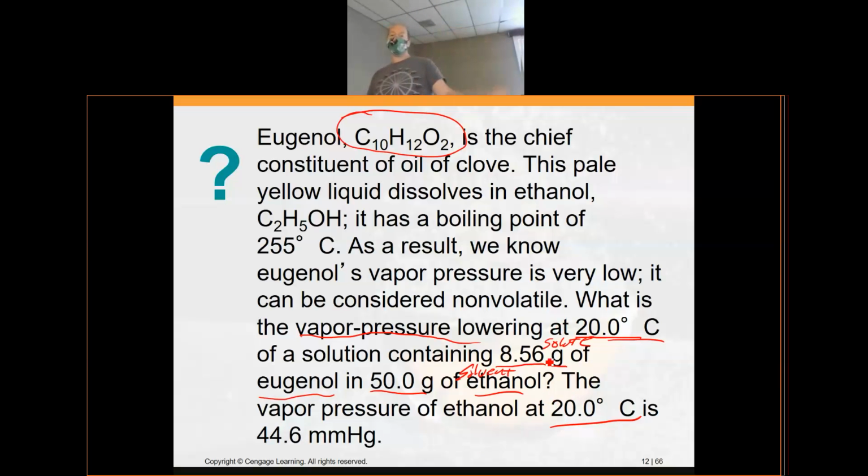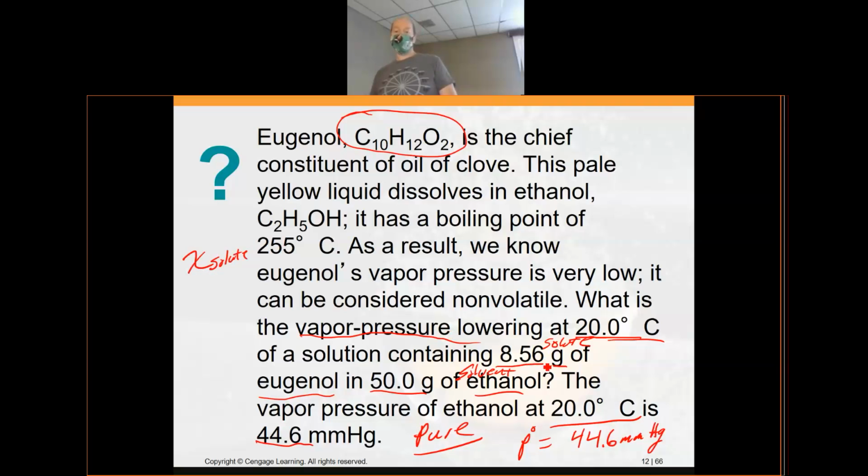They're going to ask for what is the vapor pressure lowering at 20. They have to give you then the vapor pressure at 20. So this is pure ethanol. So the vapor pressure of ethanol, just ethanol, nothing else, at 20 is 44.6 millimeters of mercury. So here is your P naught. That is your pure ethanol. We know that that is 44.6 millimeters of mercury. So now what we have to find is the mole fraction of our solute.